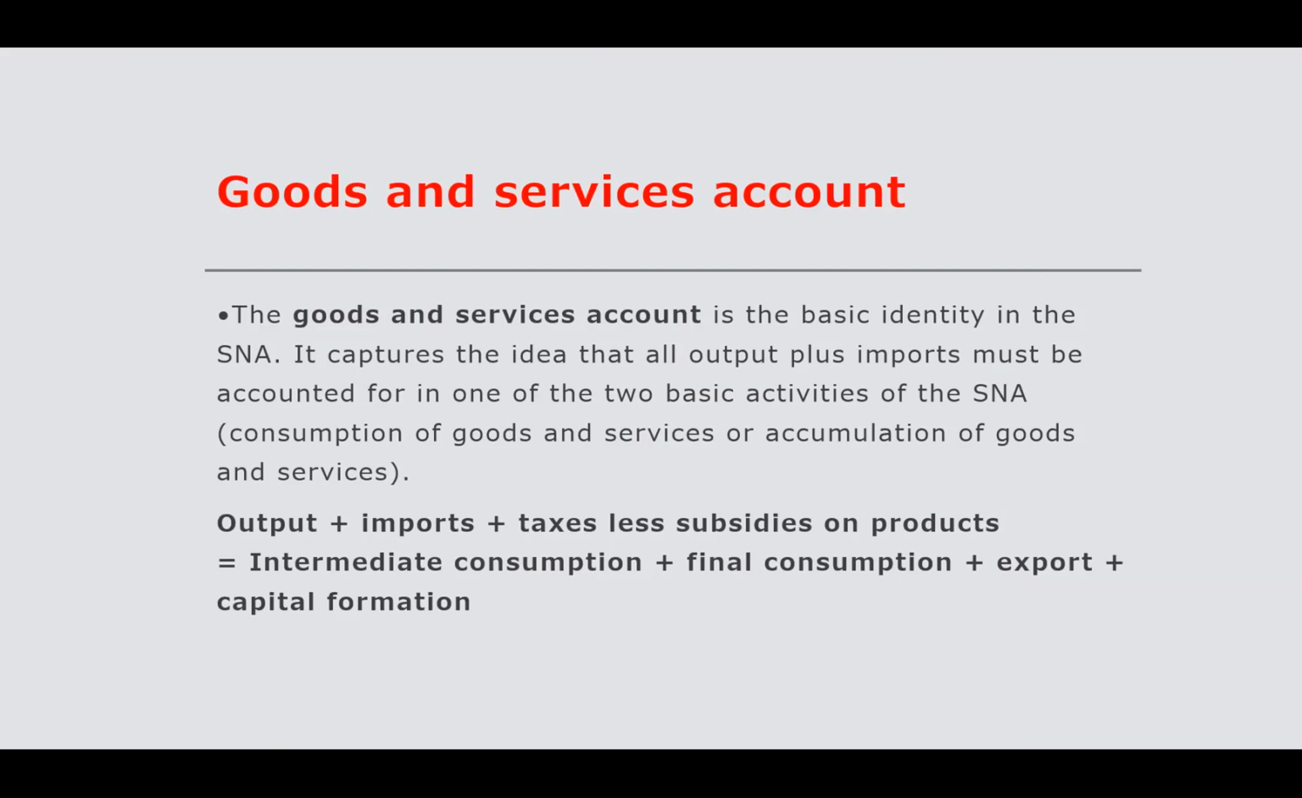Goods and services account is the basic identity in SNA. It captures the idea that all outputs plus imports must be accounted for in one of the two basic activities of the SNA: consumption of goods and services or accumulation of goods and services. Please look at the formula here. So output plus imports plus taxes less subsidies on products equals intermediate consumption, final consumption, exports, and capital formation.